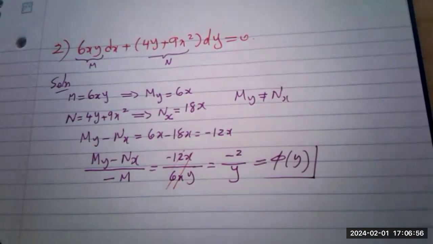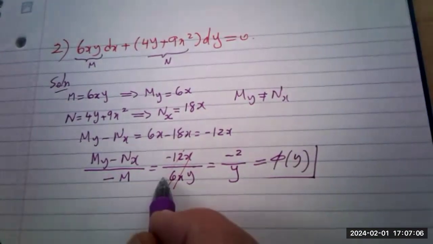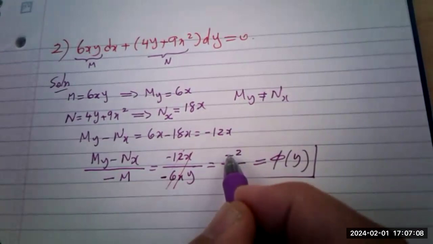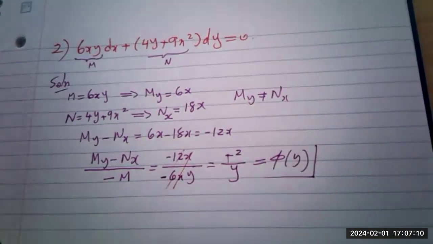Okay, any question? Should 6xy be negative because it's negative N? Oh, yes, you are right. Thank you. So it's a negative, yes. I missed the negative, so this would be positive, which is very important. Okay, very good. 2 over y. Okay, so now we know the rest.